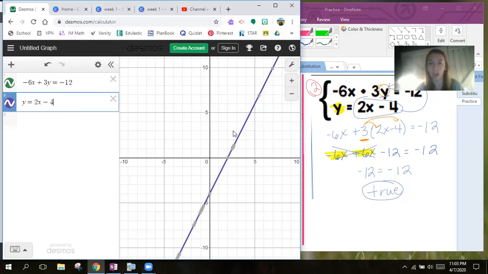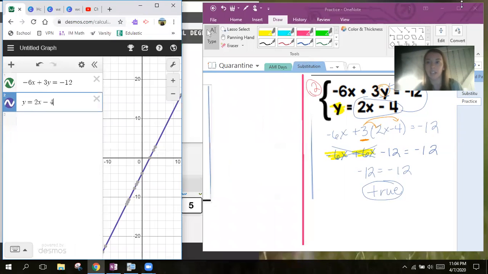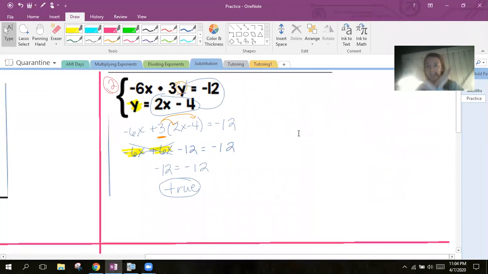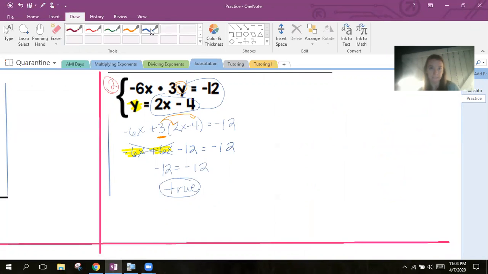Okay, so there's not actually just one point where they cross. They're touching and they're crossing at every single point. So this one's not going to have one specific answer that it intersects, like in the first one. This one is actually going to have infinite solutions.